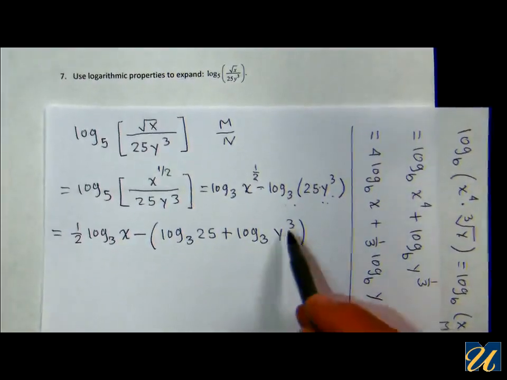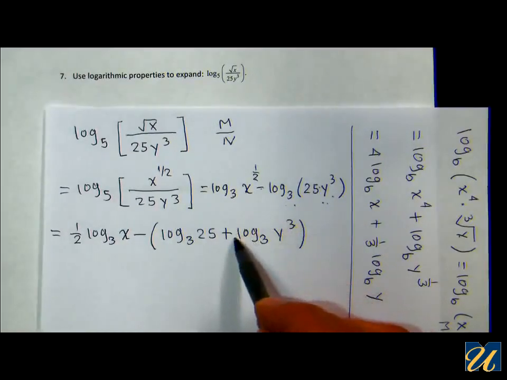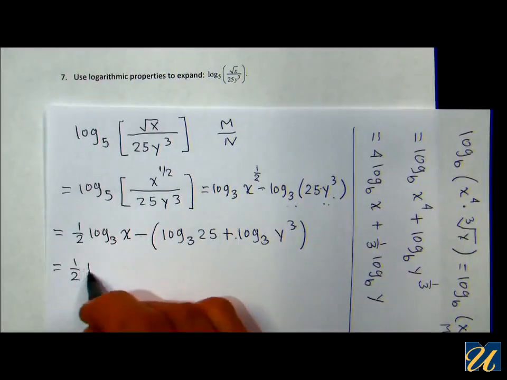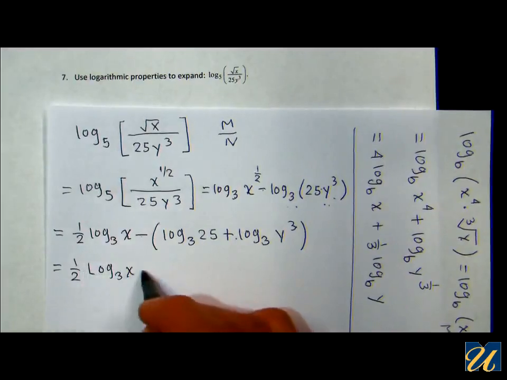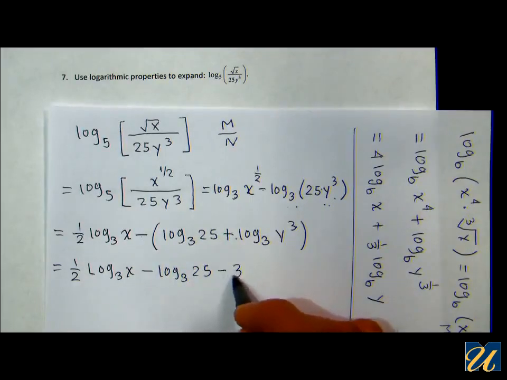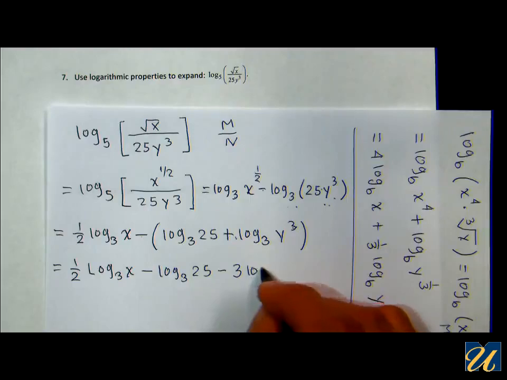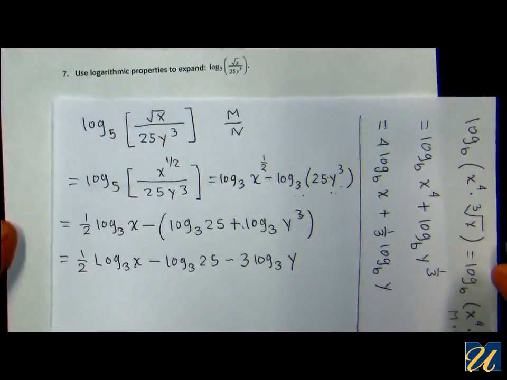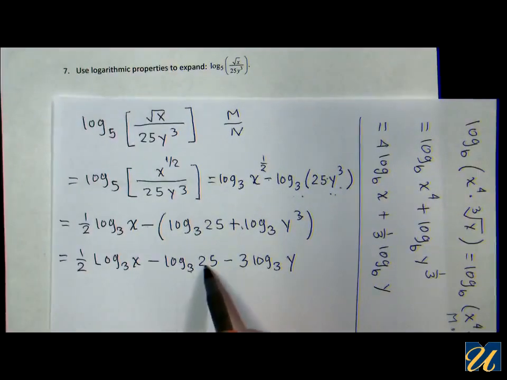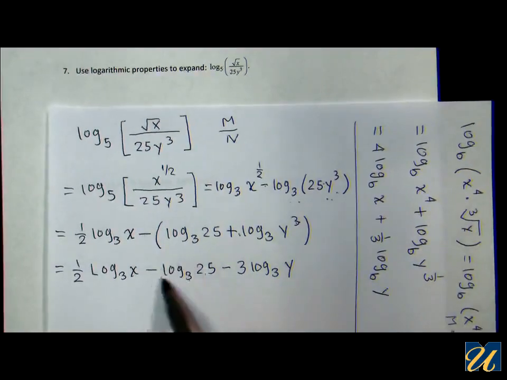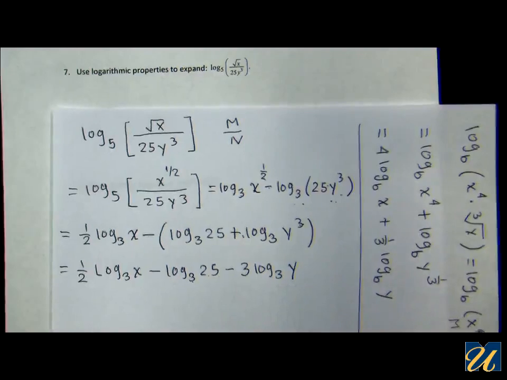So I'll do two more things. This power now can come in front, and this minus sign can distribute to each term. So by doing that, we have 1/2 log base 3 of x minus log base 3 of 25 minus 3, using the power property there, log base 3 of y. And I take a quick final look to see if there's anything more I can simplify. 3 to what power is 25? Don't know. 3 to the 3rd power is 27, but I don't know how to get 25. So you could get this on the calculator if you wish. This is your exact answer right there.